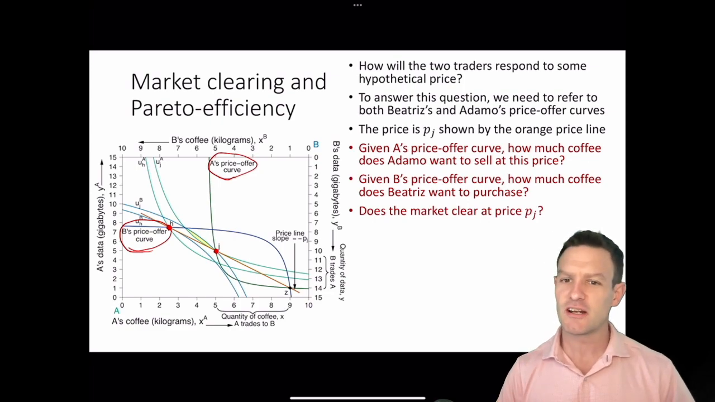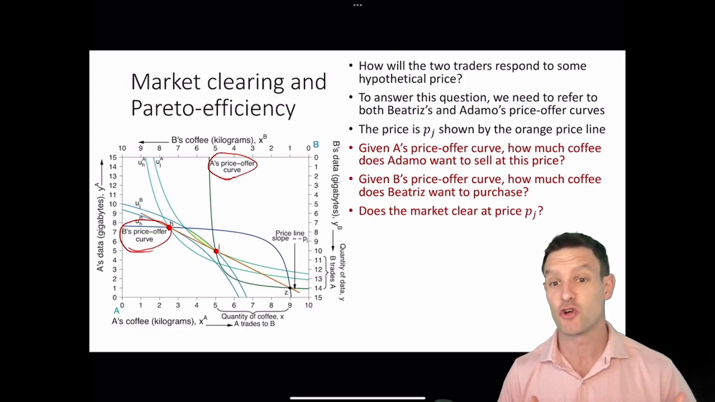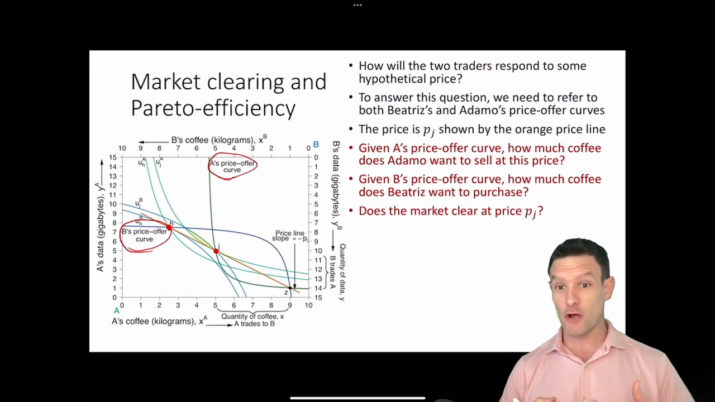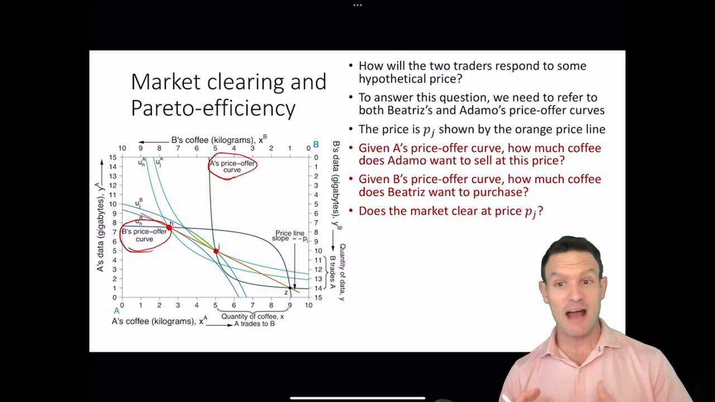We're not finding a point of intersection with the price offer curve for the price for both of them. So this is going to be a non-clearing market at this price. What do I mean by a non-clearing market? It's a market at which the quantity demanded does not equal the quantity supplied of the goods.